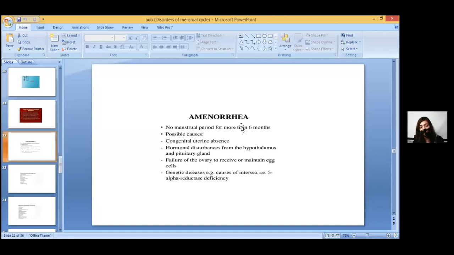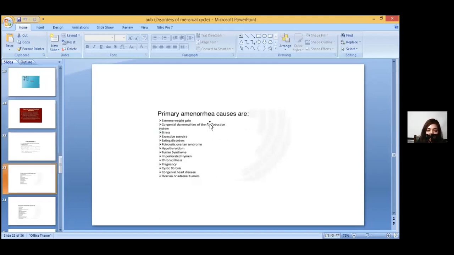There are hormonal disturbances. So आप देखिए hypothalamic pituitary ovarian axis में कहीं भी अगर hormonal disturbances होंगी तो वहां पे patient amenorrheic हो जाएगा. ठीक है, let's say कि patient का FSH निकलना बंद हो गया. ठीक है, so no FSH, no estrogen, no ovulation. Failure of the ovary to receive or maintain egg cells, जिसको हम कहते हैं कि premature ovarian failure. All ovarian eggs are exhausted, no eggs. So no eggs, no periods. And then there are certain genetic diseases like 5-alpha reductase deficiency, or there are different trisomies. So we are not going into those details. So these are the different causes of primary amenorrhea: excessive weight gain, congenital abnormalities of the reproductive system, stress, excessive exercise. I think these are not very important.